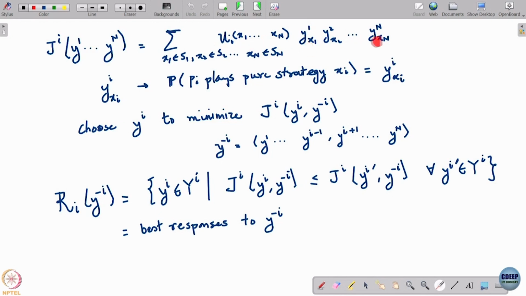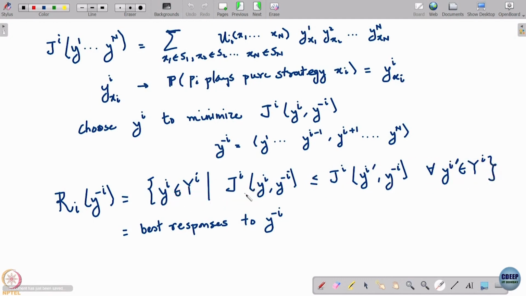If you look at this expression as a function of y1 to yn, it has this product of all the y's involved. So, it will in fact be a polynomial in y1 to yn, because each term involves a product of n monomials. So, this is going to be a polynomial, but if I fix the y minus i, then it is linear in yi. Clear? So, what are these best responses?